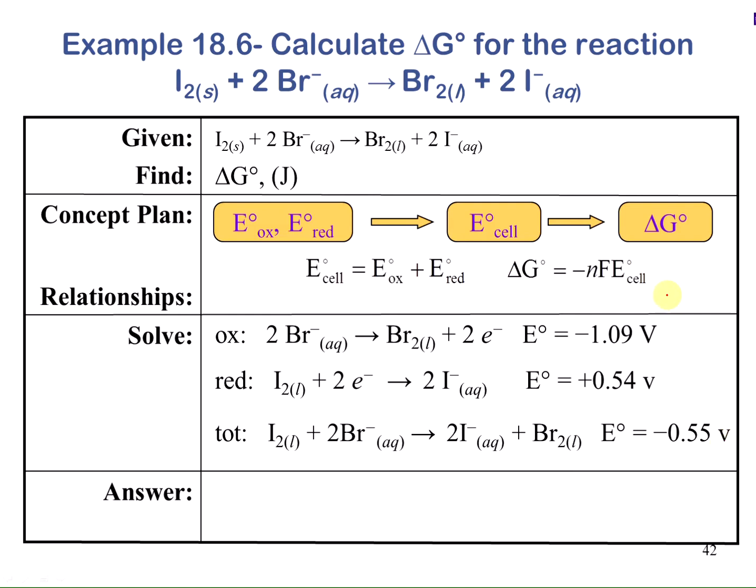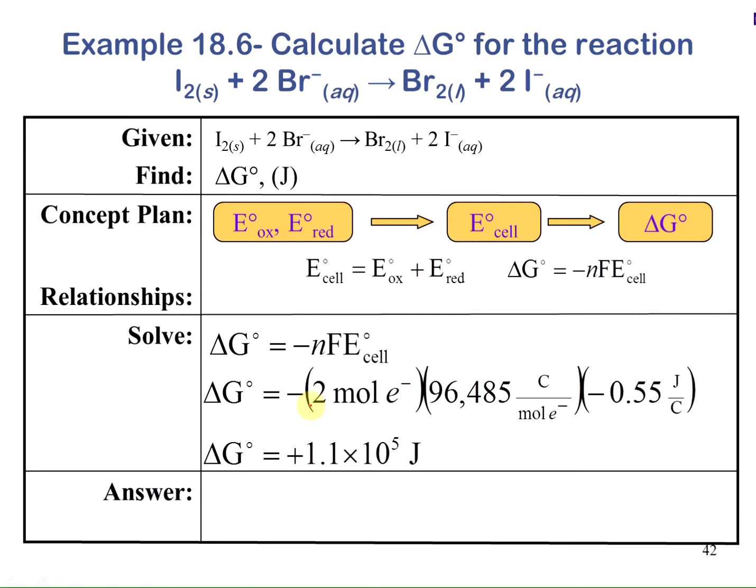So now that I've got my E cell value, I can plug that value in here along with my constants, and I know that 2 electrons are being transferred, so negative 2 gets inserted in for the n value, and I can calculate my delta G. So negative, the 2 moles of electrons that are transferred, Faraday's constant, and the E cell potential, which we calculated, and I should get a delta G value of 1.1 times 10 to the 5th joules.